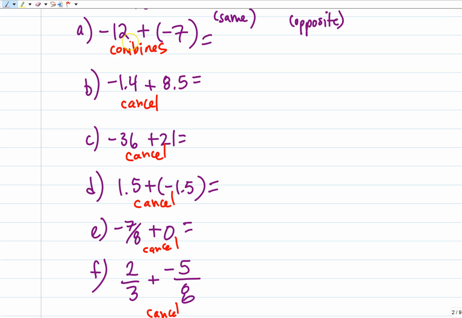If I have 12 negatives and I add 7 more negatives to that, what will those combine to make? Can I do that in my calculator? But it should make sense.